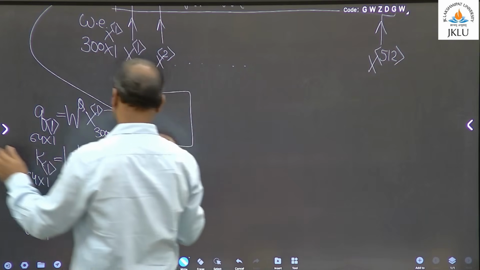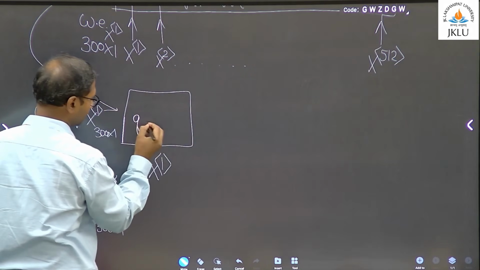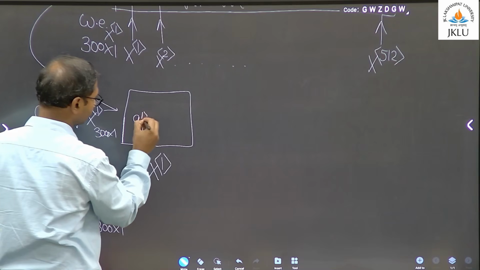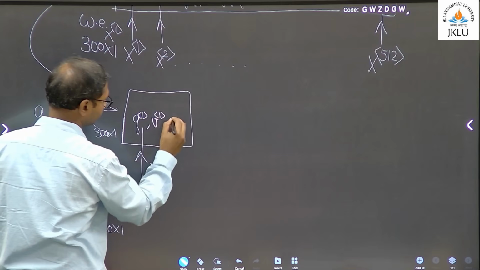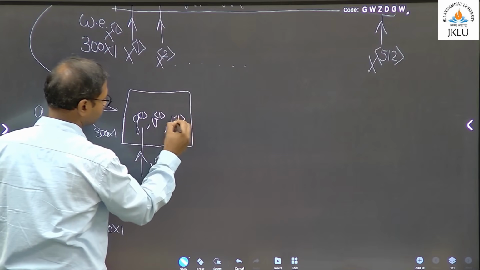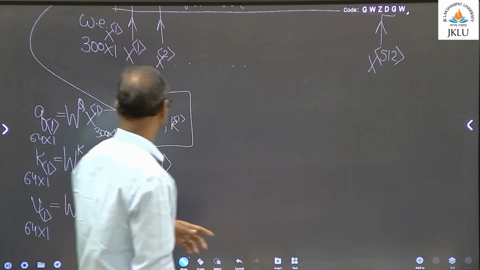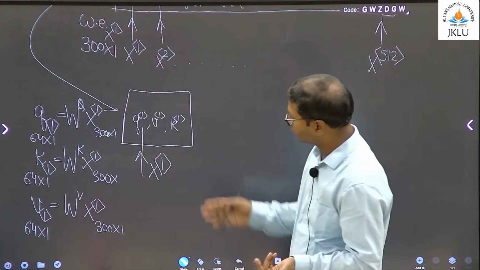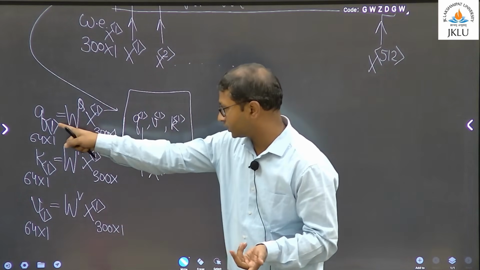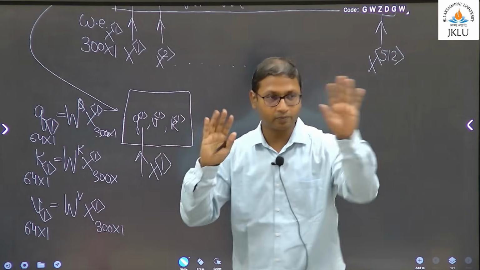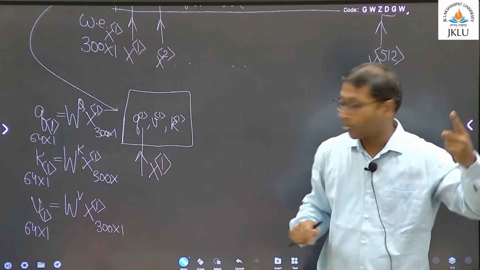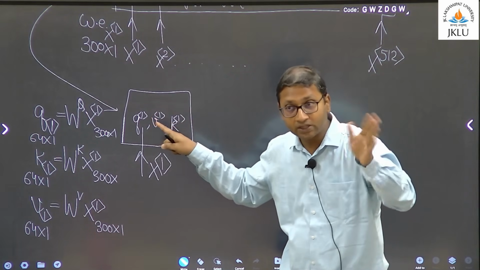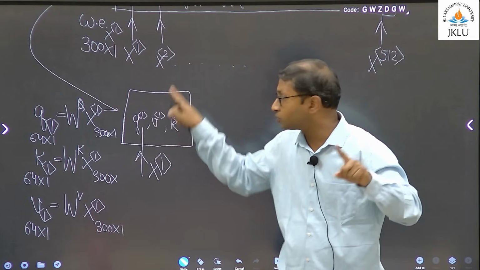So you have computed Q1, V1, K1. I mean, these kind of things I keep on doing. There it was subscript, here it is superscript, but you understand. Okay. So what is the output? Output are not these three vectors. What is the output of this unit? Just one.